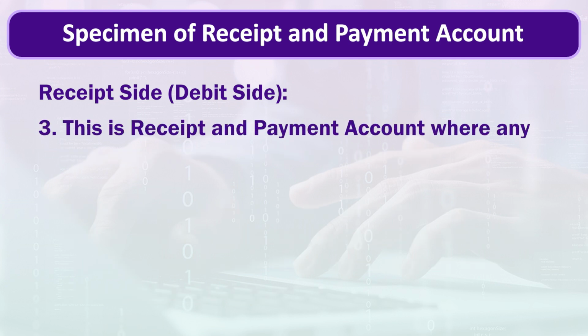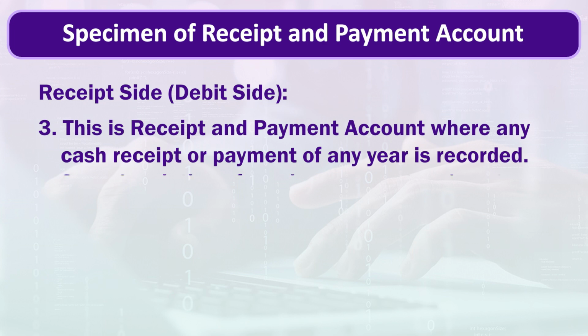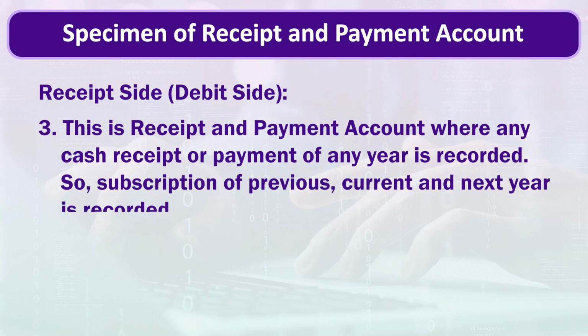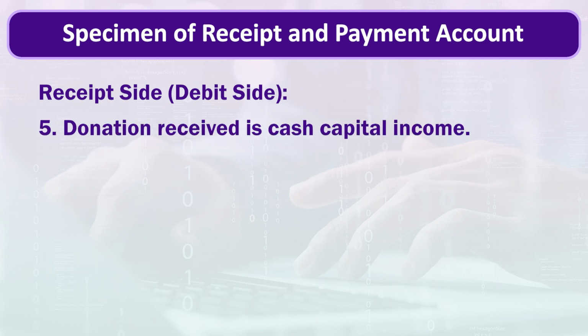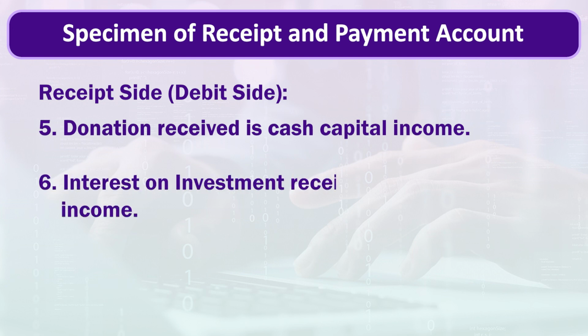This is receipt and payment account, where any cash receipt or payment for any year is recorded. So, subscription of previous, current and next year is recorded. Following, proceeds for entertainment show is cash revenue income. Then donation received is cash capital income. The interest on investment received is cash revenue income.